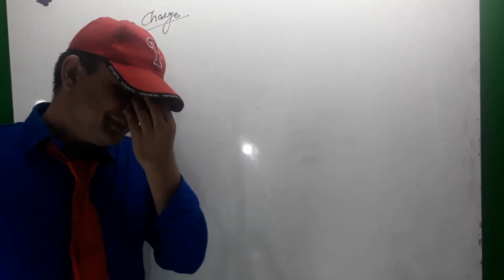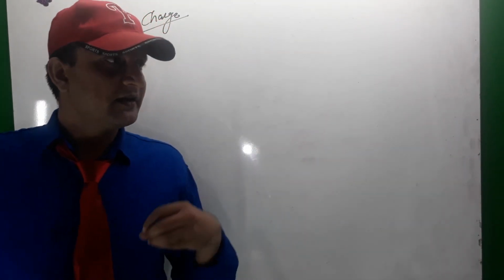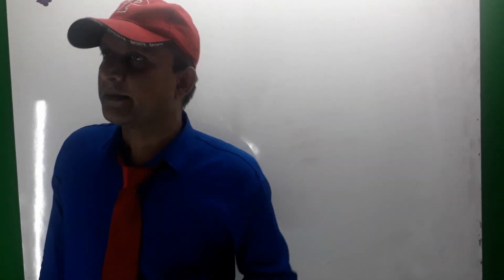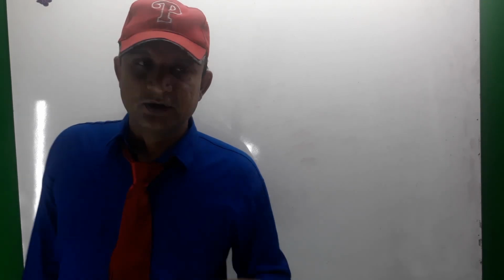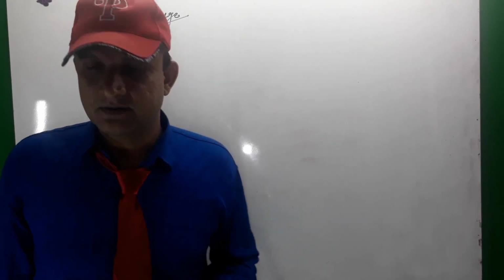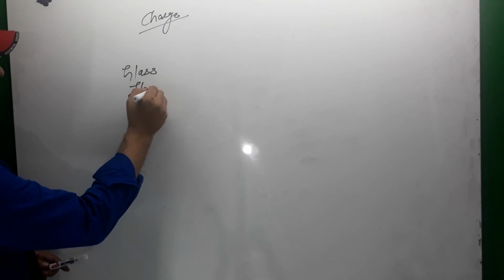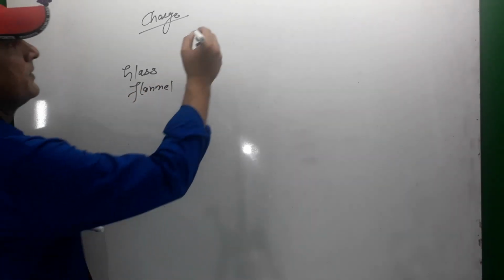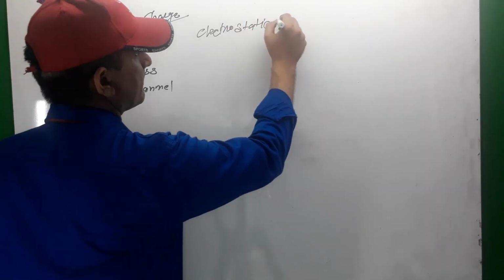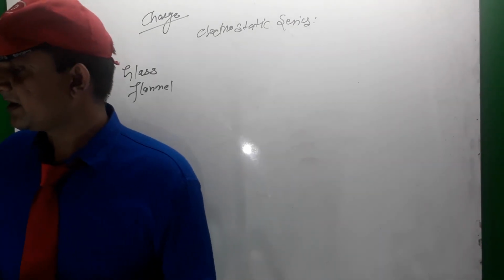Then we introduced one more scientist, other scientists, and they finally concluded which type of bodies get positive and which other type get negative charge. So Faraday gave the electrostatic series, which I am going to write here. It is the electrostatic series.